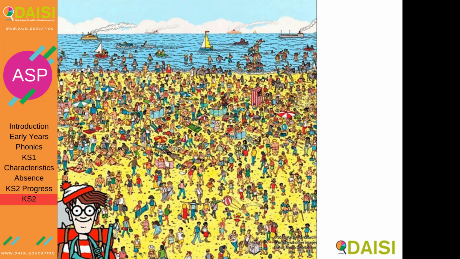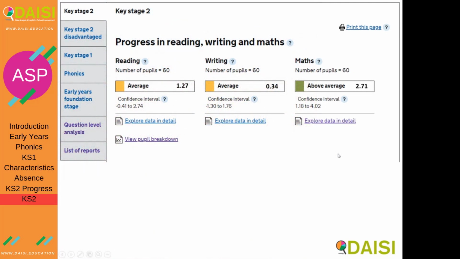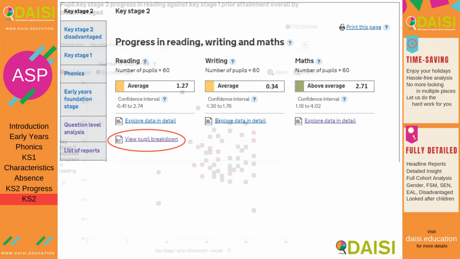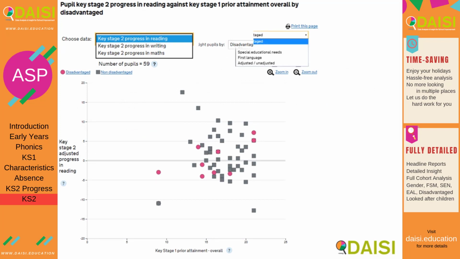Now, the problem with all of this is you can't see any individual pupil. And this is able to be done with what's called the View Pupil Breakdown. This looks like you're going to click on a line chart, but you're not. You're going to be clicking on a scatter graph or scatter plot, as they are called in here. So this allows you to see individual pupils. So here we have a level 3 pupil with a Key Stage 1 attainment of 20. So that would be a level 3 pupil who got a progress score of -12, -13.